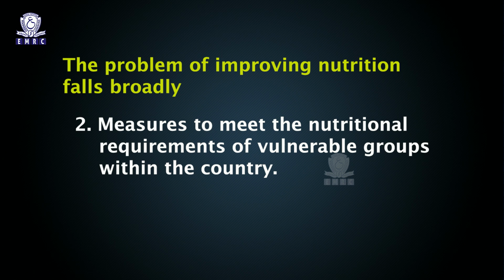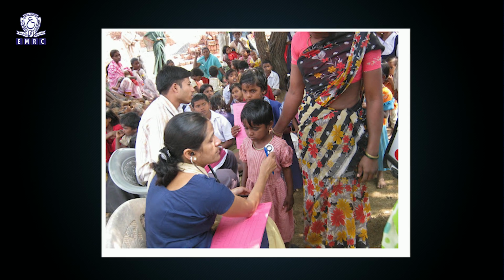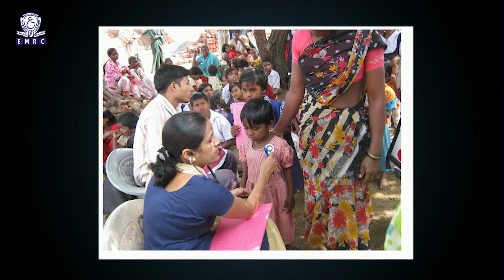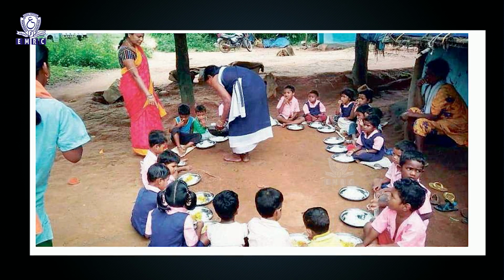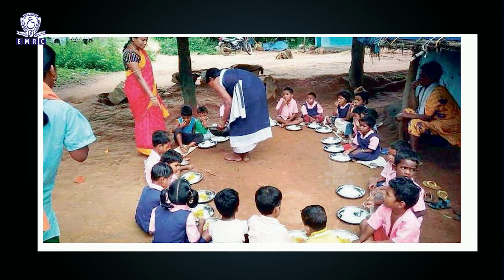Measures to meet the nutritional requirements of vulnerable groups within the country. Information and guidance about the nutrition, about conserving the nutritive elements in food and avoiding waste and wastage should be made widely available through demonstration and the work of voluntary organizations in urban communities as part of the urban community development program.